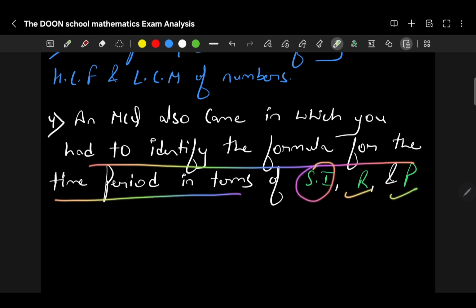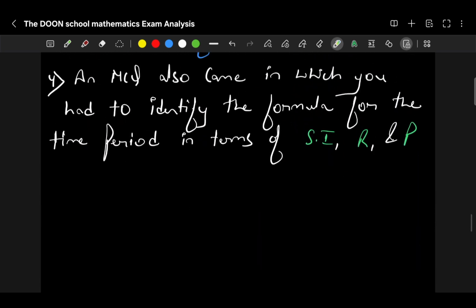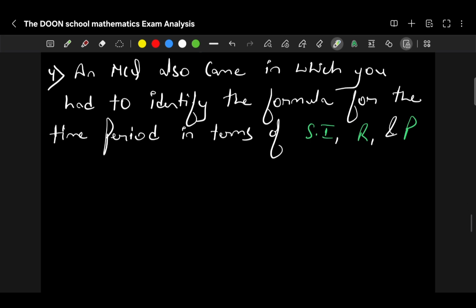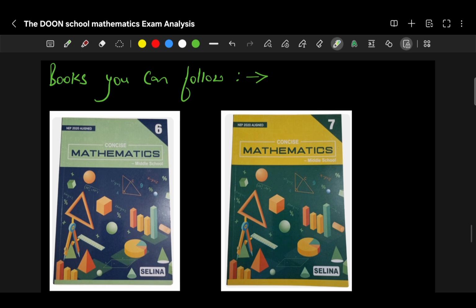And now let's go to the next things. Let's say if you have to self-prepare and you don't want to do coaching, then I clearly say coaching is not required if you are preparing for this exam. Only school things are enough. If you are going to school and learning in a proper way, that is more than enough. So the books you should refer to are Concise Mathematics 6 and Concise Mathematics 7. Both books are more than enough. You don't have to go here and there. So these two books are enough.